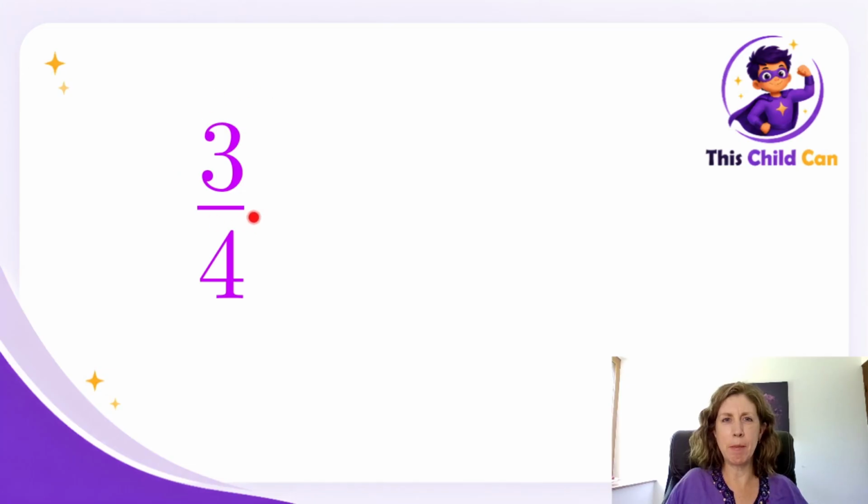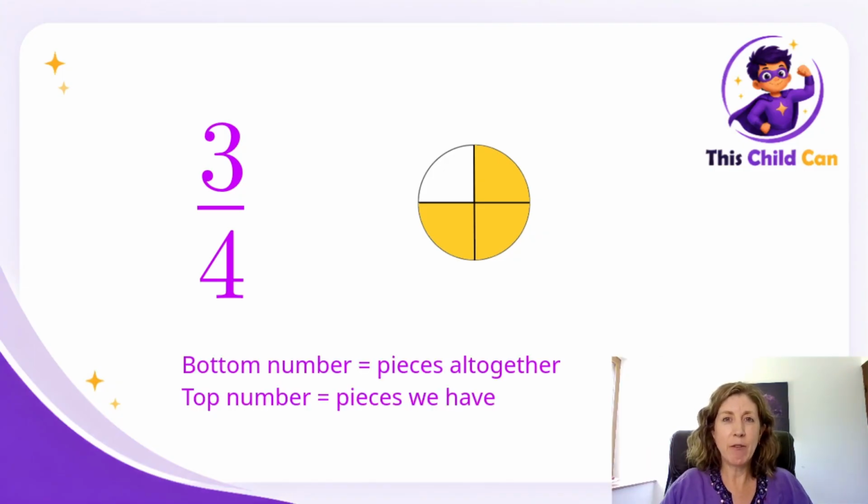Now let's look at the top number. The top number tells us how many of those pieces we have. In 3/4, the top number is 3. That means we have 3 of the 4 equal pieces. So 3/4 means there are 4 equal pieces altogether, and we have 3 of them. And for a younger child, I'd stay with that for a while before adding the formal words.